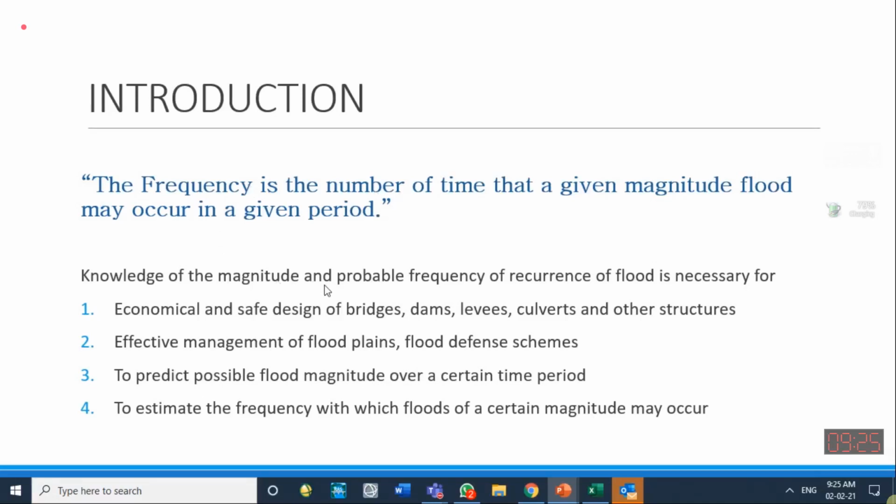So knowledge of the magnitude and probable frequency of recurrence of floods is necessary for the design of structures: bridges, dams, levees, culverts. For effective management of flood plains, frequency is required, and frequency is related to the time period. You will see it is used to predict possible flood magnitude. These things I have discussed earlier.